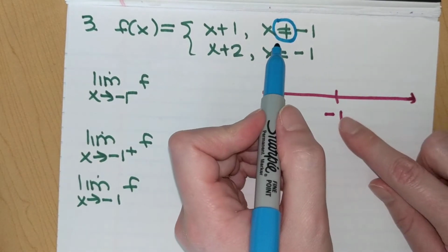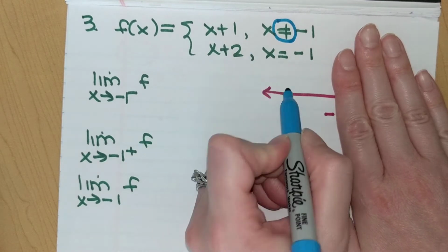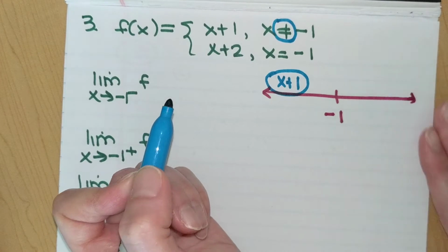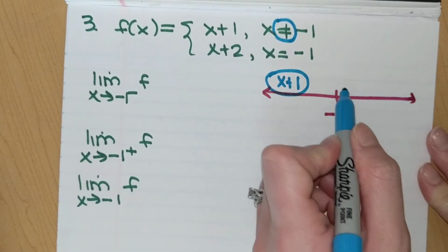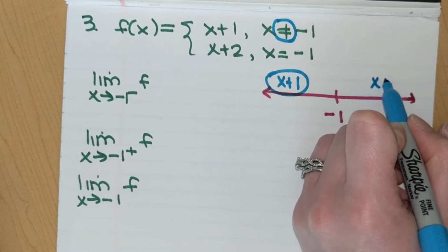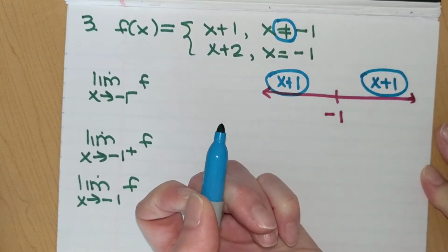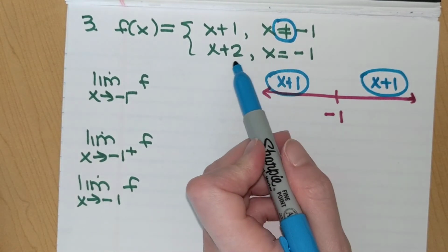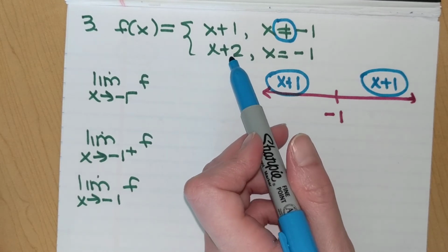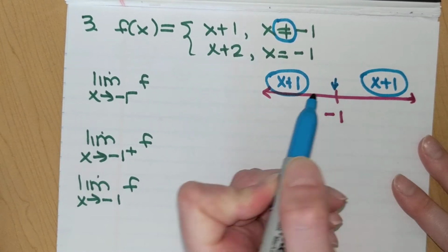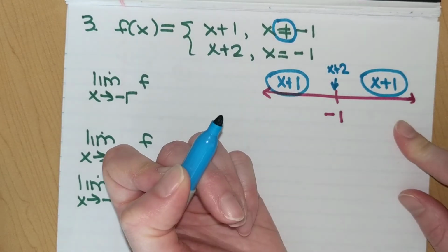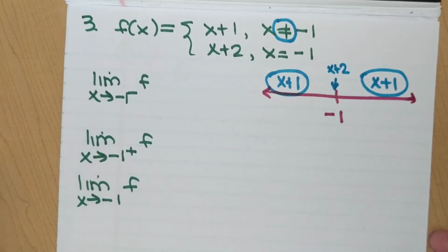To the left, when x is not equal to -1, your function is defined as x plus 1. Also, to the right, when x is not equal to -1, your function is defined as x plus 1. The only time that the function is defined using the second piece is when x is equal to -1, and that happens at x plus 2, or that function would be x plus 2.